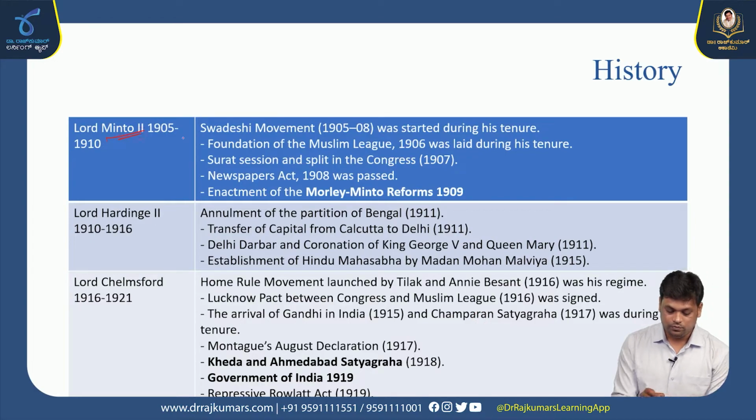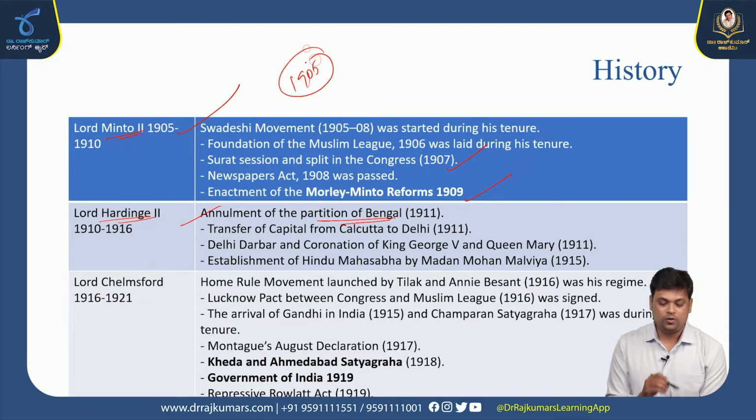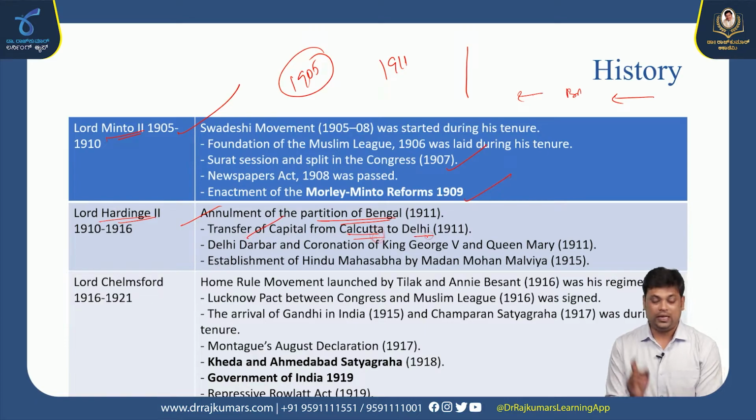And Minto II, the Swadeshi movement exactly started, and the Surat split of the Congress, and the Indian Councils Act, popularly known as the Minto-Morley reform. Next, Lord Hardinge II, annulment of the partition of Bengal. The 1905 partition of Bengal made by Lord Curzon was annulled in 1911, meaning the divided Bengal was united again. For the first time the capital was shifted by the British from Calcutta to Delhi in 1911, and the Delhi Darbar, coronation of King George V and Queen Mary. Madan Mohan Malaviya established the Hindu Mahasabha during this time period only.